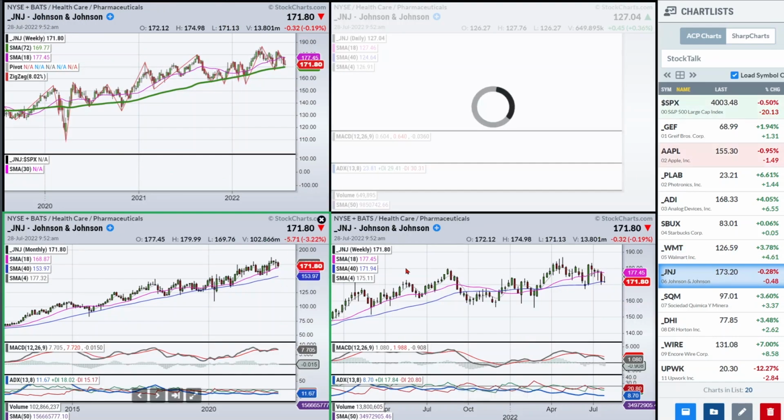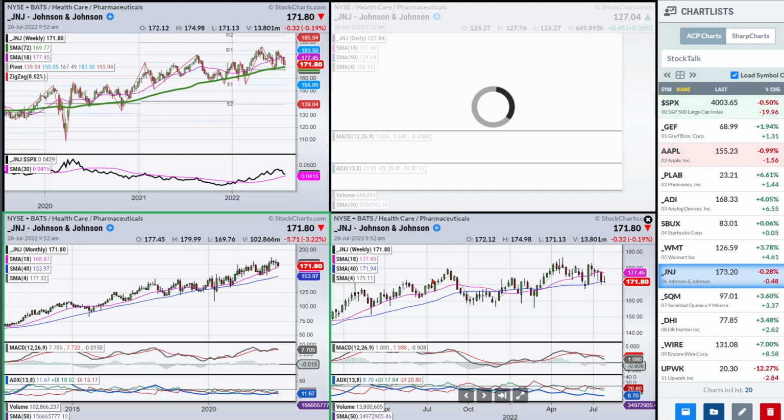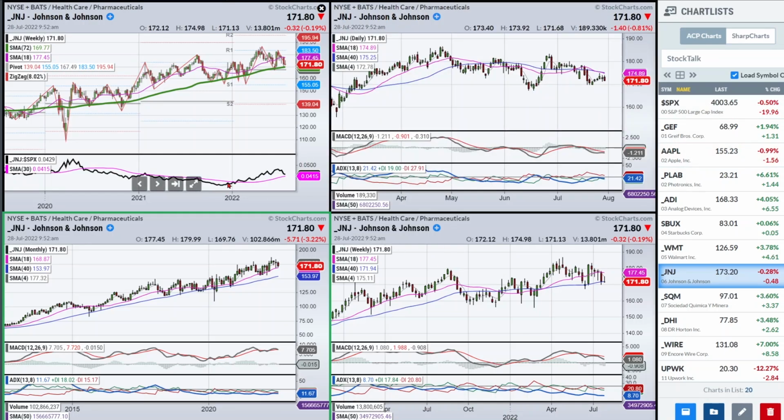J&J has been a great relative performer. This stock has been moving up all year relative to the market. We can see that in this black line. That's telling you how it's doing. It's basically a relative performance line.